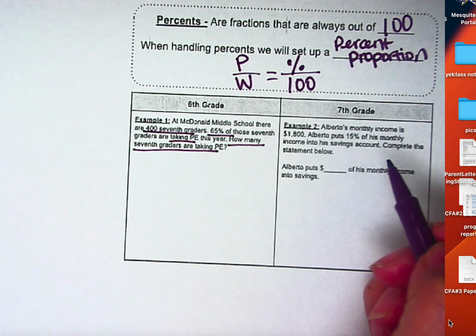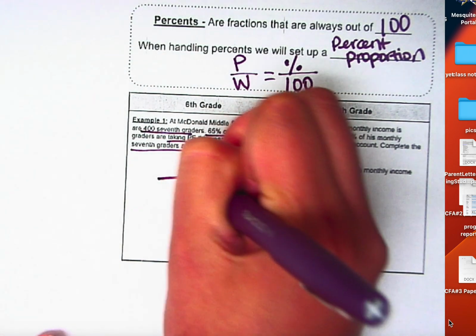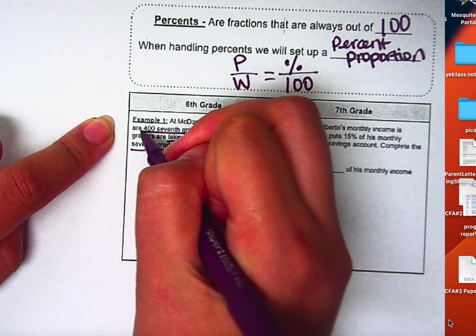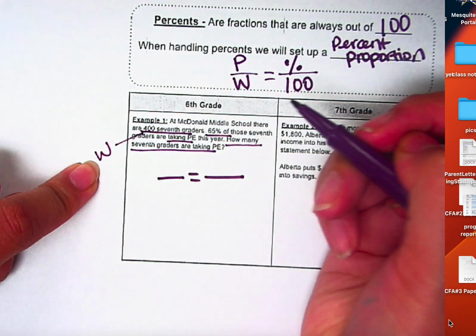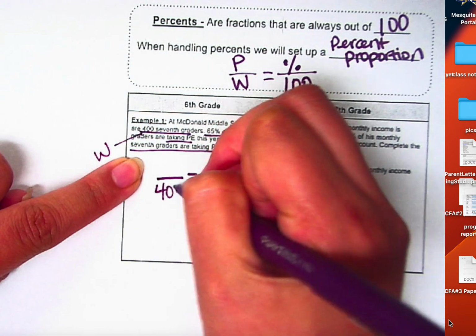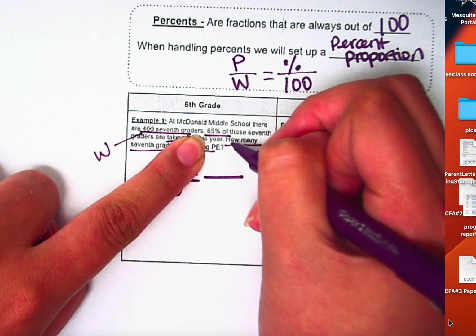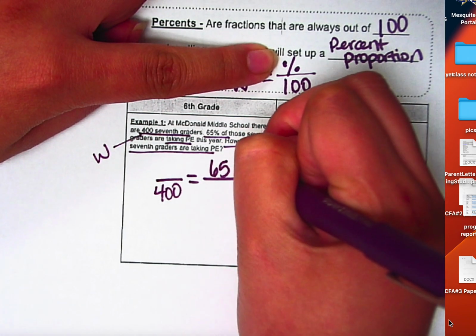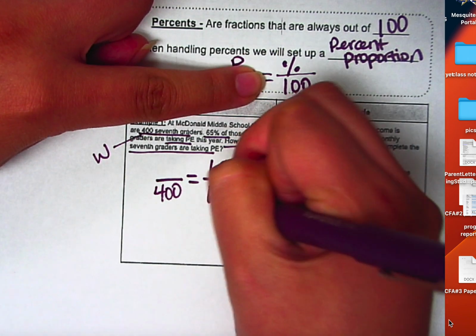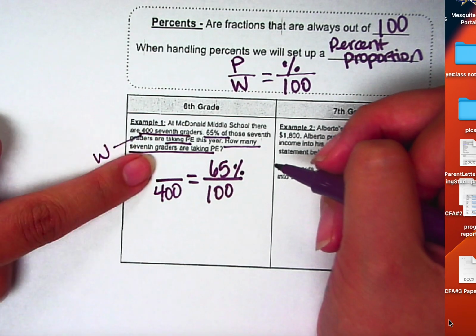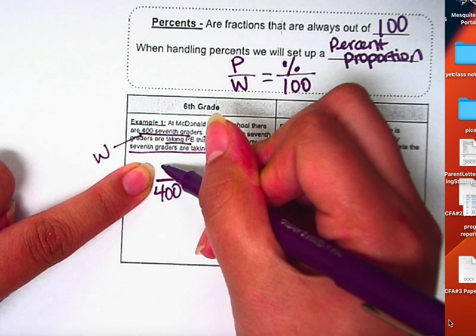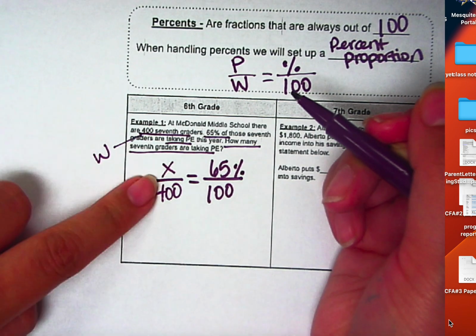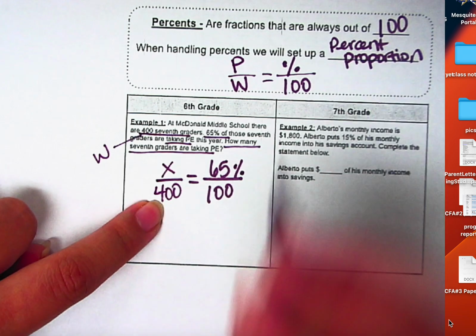So in 6th grade, how you set this up was you did a percent proportion. So that 400 is going to be my whole, that's my total. So that's going on the bottom. 65% is getting filled in on the top. That 100 is always going to stay the same. And we need to figure out how many students are taking PE. Okay, so that's going to be X for now. We have to solve for X.